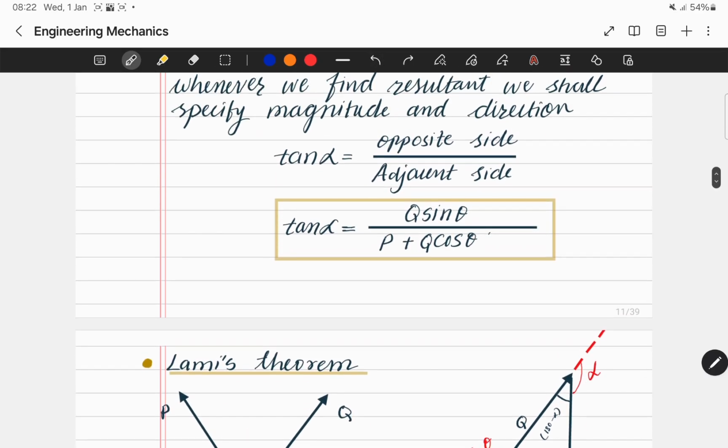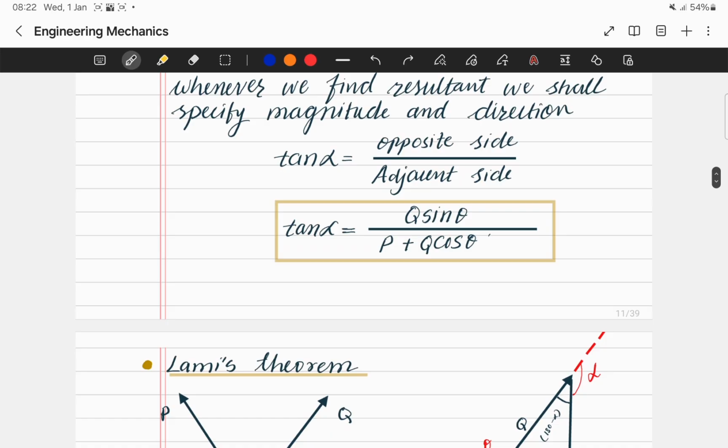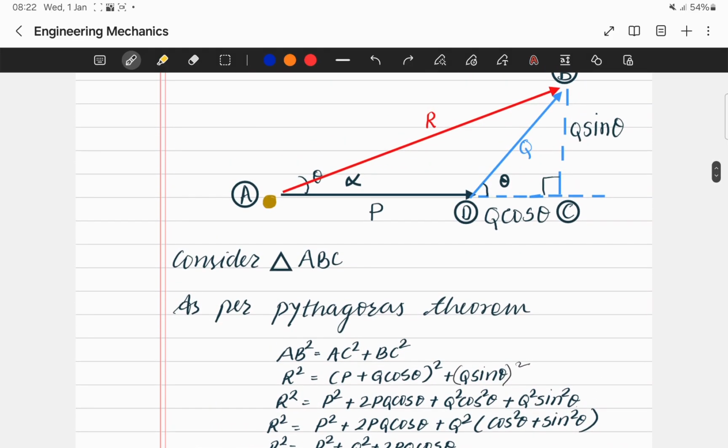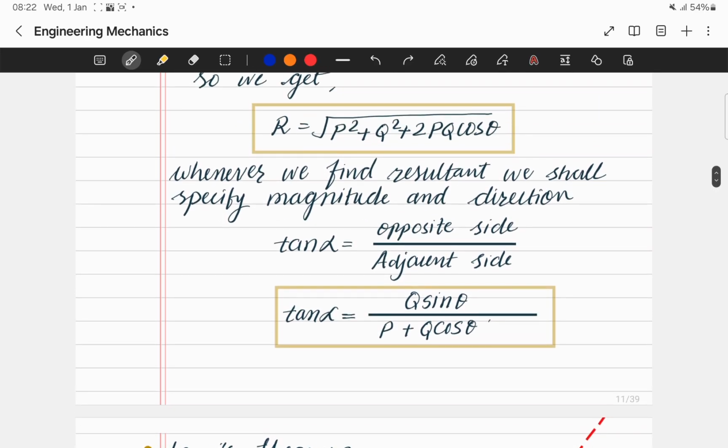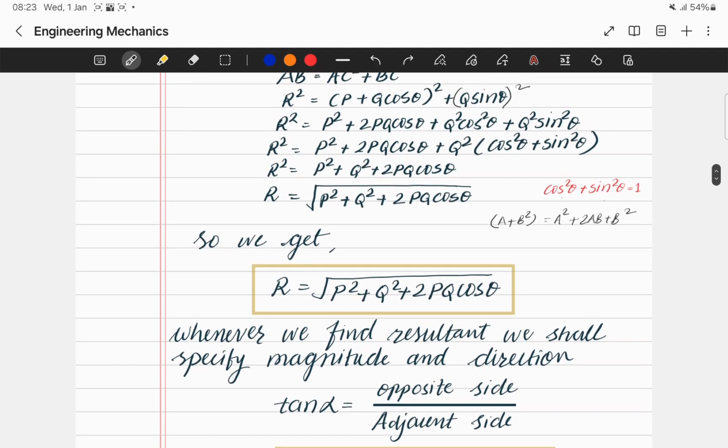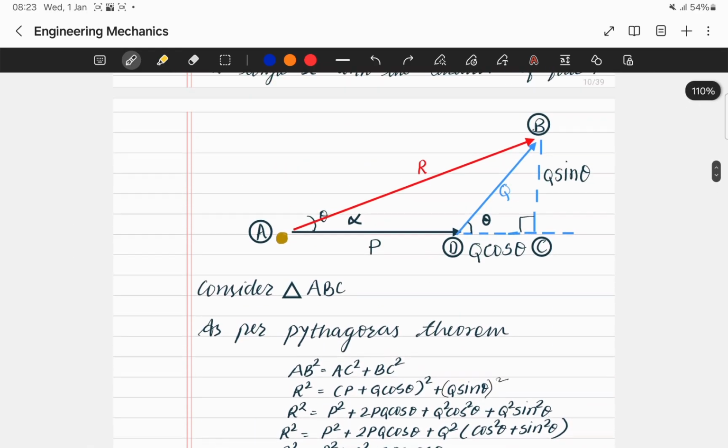So tan alpha is Q sin theta divided by P plus Q cos theta. This will give us angle alpha, and that angle alpha is with the force P. Just like this, we have found the magnitude of the resultant, and here we have found the direction of the resultant. So like this we have to solve this problem.